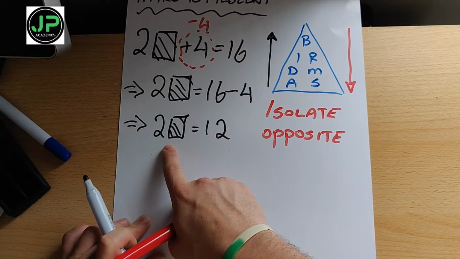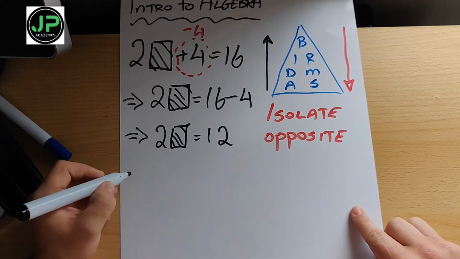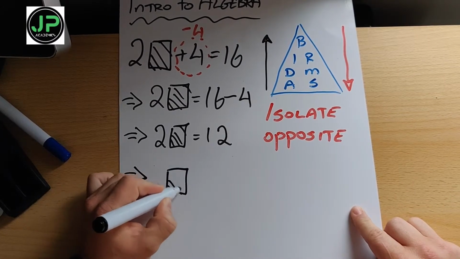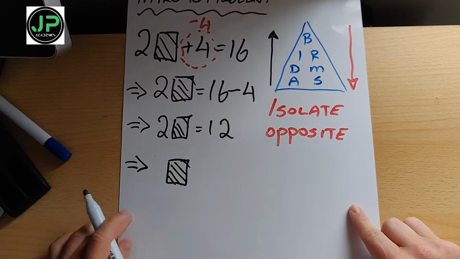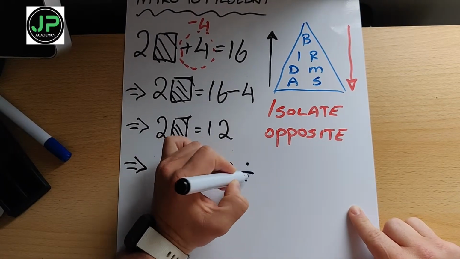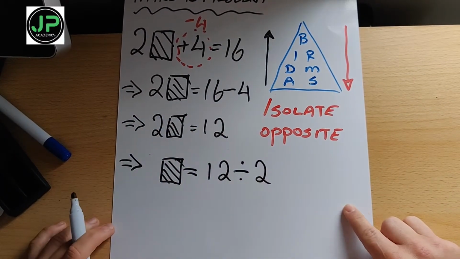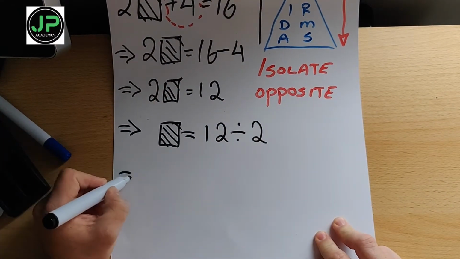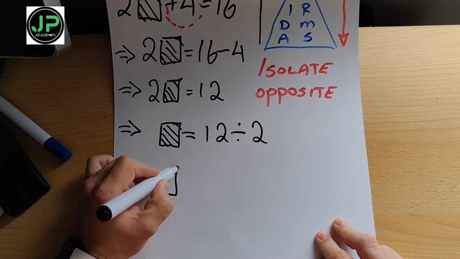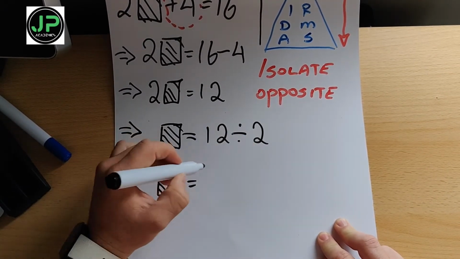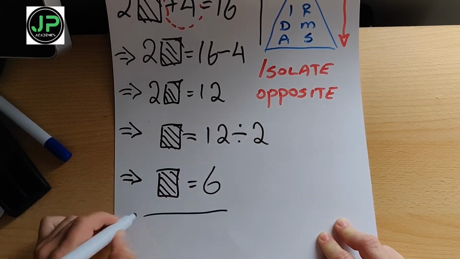The opposite of multiply is divide. So, to get rid of that 2, we just leave the box on its own, equals 12 divided by 2. And the last step then, you can see the answer. The black box equals 12 divided by 2, which is 6.